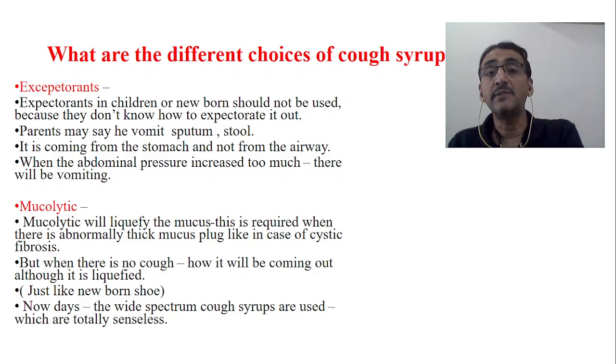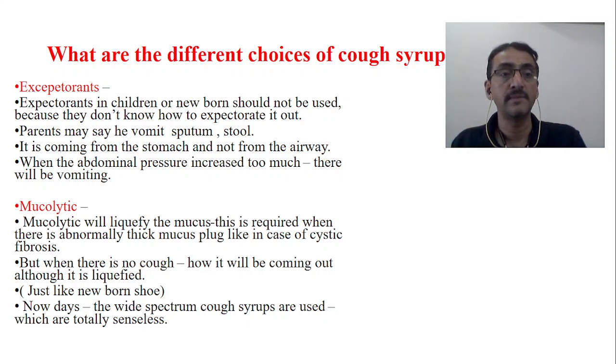Now, what are the different choices of cough syrup? When we say expectorant, an expectorant in children or newborns should not be used because they don't know how to expectorate the sputum out. This is a very important thing. In the newborn and infant, don't go for an expectorant. Although it will break the mucus plug, the child doesn't know how to put it out. So it may lodge there in between and cause obstruction.